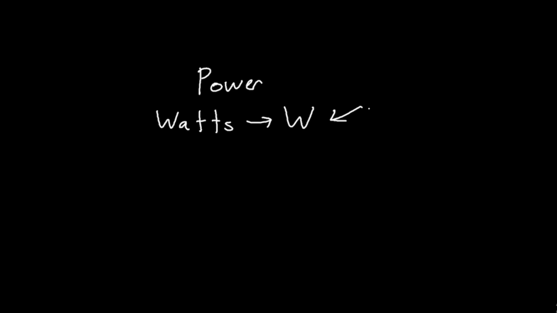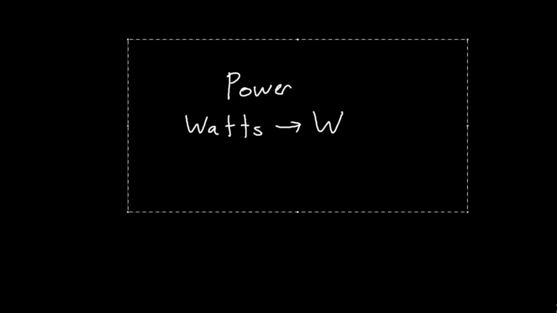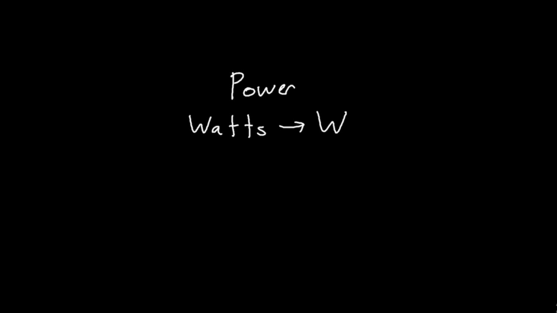Let's talk about power. So, what is power in physics? Well, power has the unit of watts, and watts can be represented by W. Do not confuse this with work. Work and watts are different. They're both represented by W, which is kind of bad design, but these 1950s physics scientists chose these names, so okay.